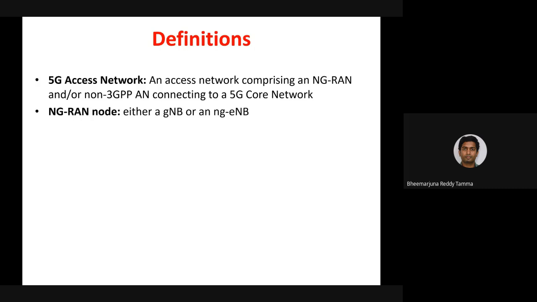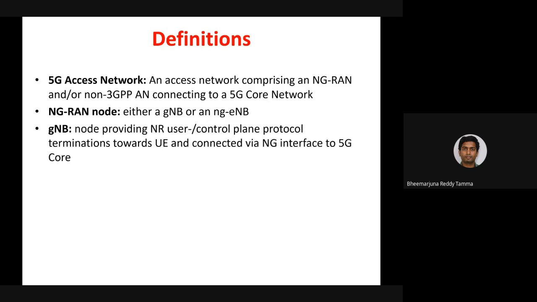And what is an NG-RAN node? As I was mentioning, it could be either a G node B or a next generation E node B. So what is a G node B? It is a node in the RAN that provides both user and control plane protocol terminations towards the UE and is connected over the NG interface to the core. So if I draw this as a G node B, on one side it is connecting with the 5G core, and on the other side it is connecting with the user. With the user it has something called a Uu interface, and with the core network it uses the NG interface. That's what it basically means.